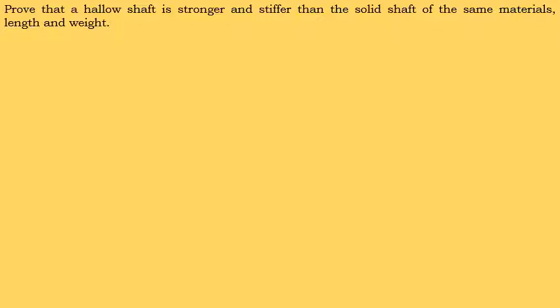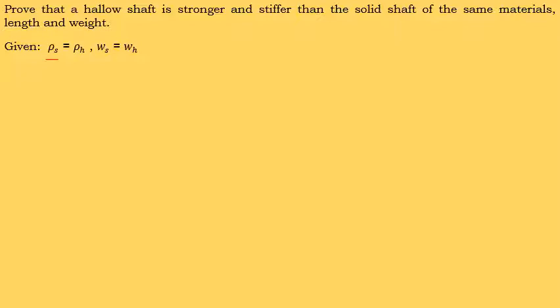So we know that when it comes to shafts, we have different types of shaft: solid shaft and hollow shaft. In this case we have to prove the hollow shaft is stronger and stiffer than the solid shaft, which is made up of the same material, the length is the same and the weight is the same. To prove that, first we have to consider the density and the weight, because if it is made up of the same material, its density should be the same.